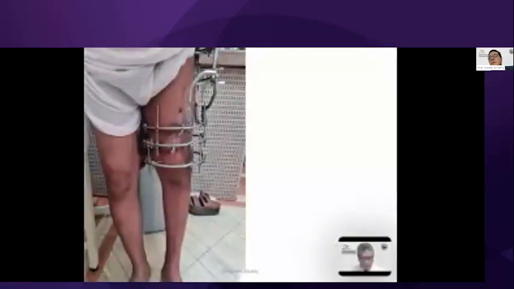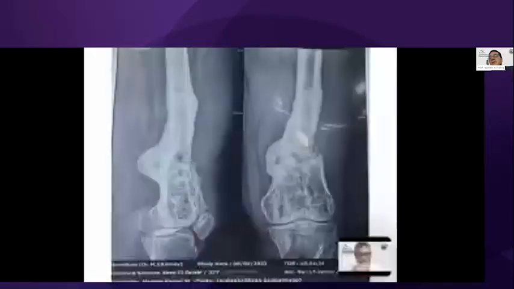This is a photo of the patient with the application of the Elizarov. And this is the last X-ray after removal of the Elizarov. You can see here, this is all posterior, here complete healing, here complete healing, and from the medial side.